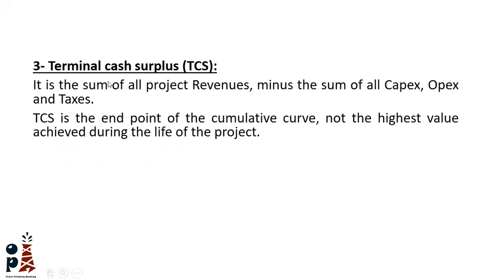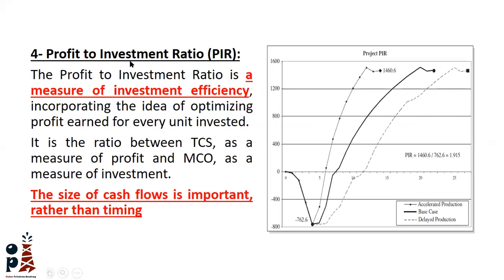The third parameter is called the terminal cash surplus, and again it is the last positive cash flow, not the highest. Profit to investment ratio is the terminal cash surplus divided by the maximum outlay, and it is a measure of investment efficiency. So simply, it is how much you gain if you spend $1.